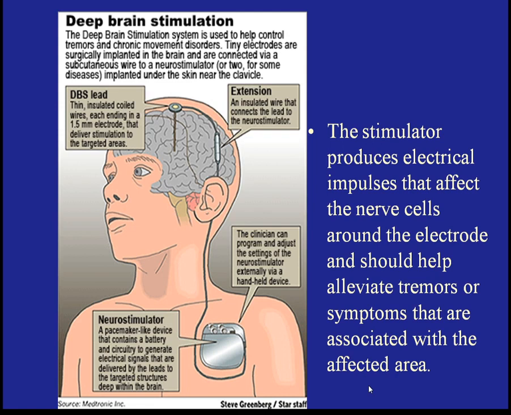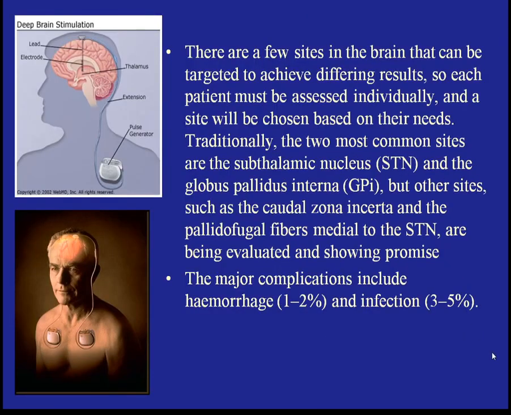DBS stimulator produces electrical impulses that affect the nerve cells around the electrode and should help alleviate tremors or symptoms that are associated with the affected area. There are a few sites in the brain that can be targeted to achieve different results, so each patient must be assessed individually and a site will be chosen based on their needs.